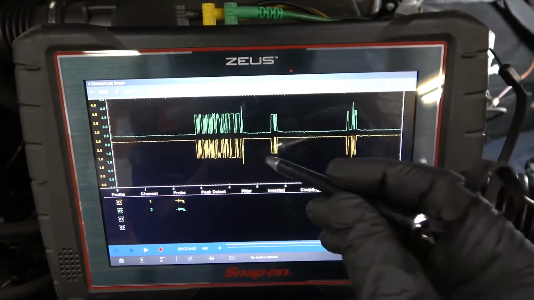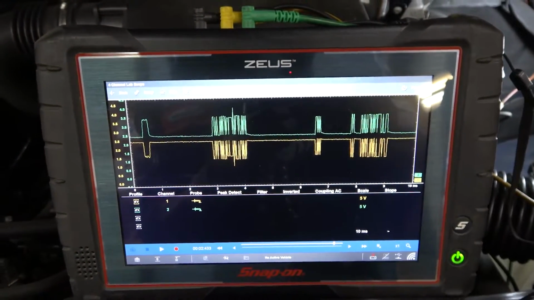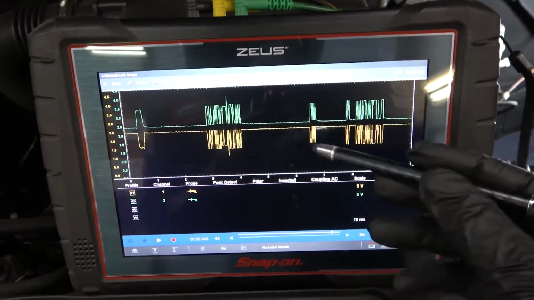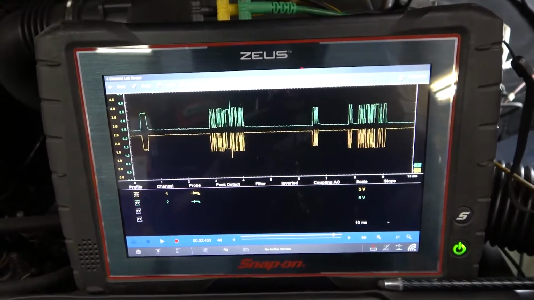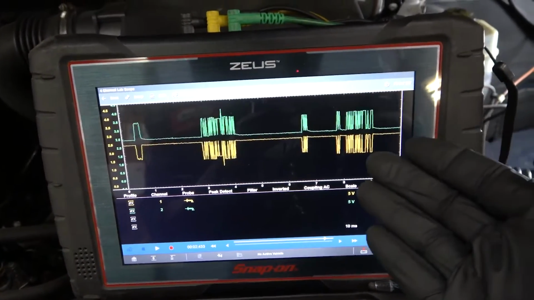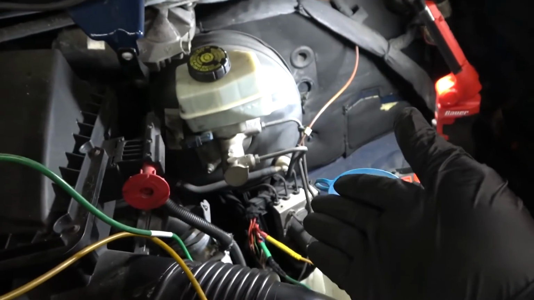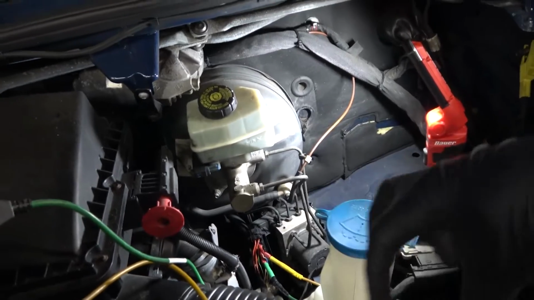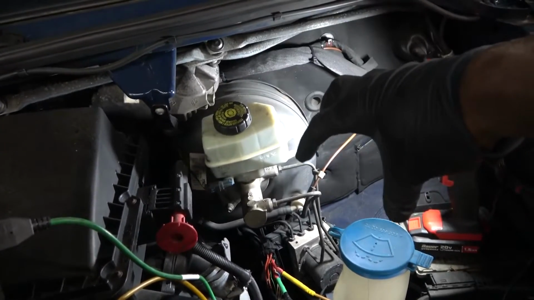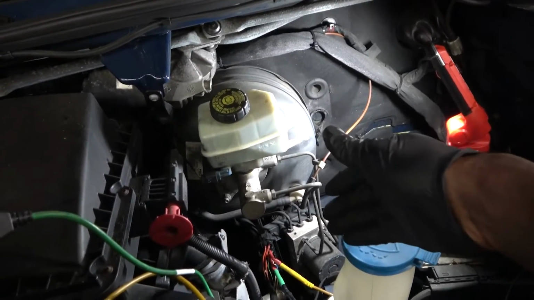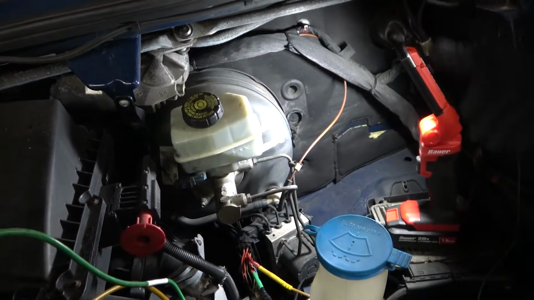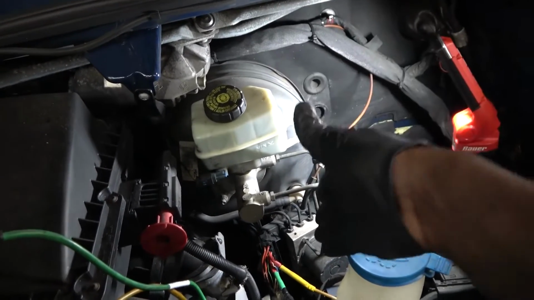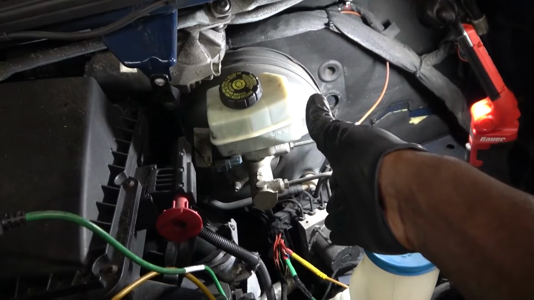Look at that. So this is good. We don't have a problem in the network. So the fact that we have this voltage over here at the ABS control module electrical connector tells me that the rest of the communication circuit is good. The message that's coming from the other modules is making it to the ABS control unit.